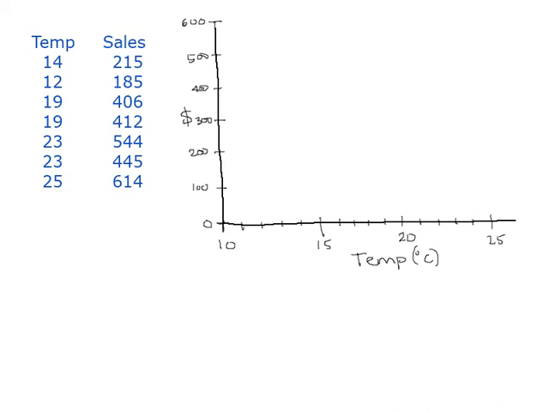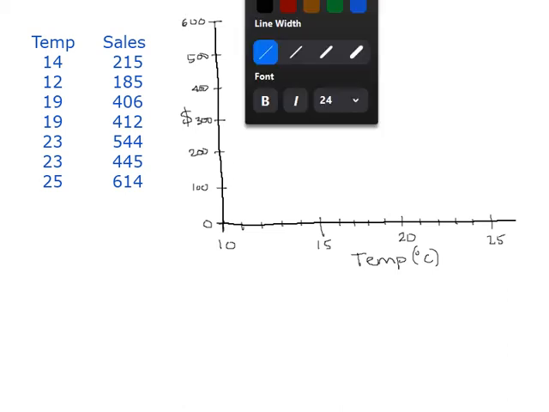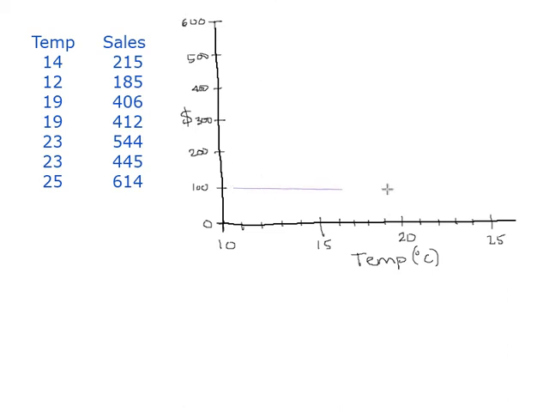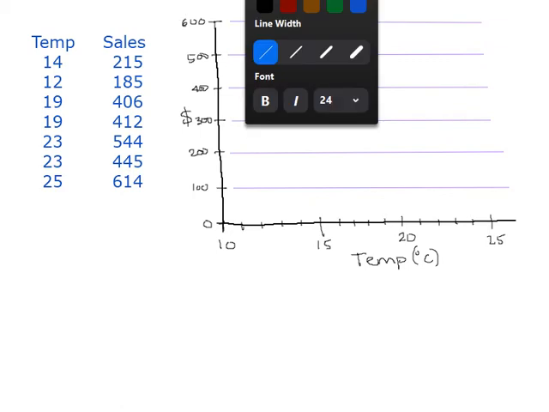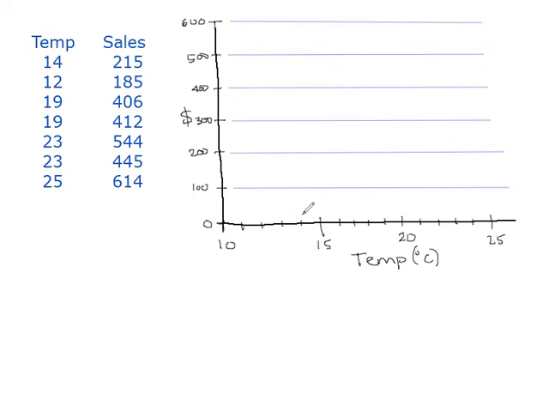Okay, and now we plot our points. On a 14-degree day, they sold 215. I'm going to put some guidelines in here, or else this is going to get a little difficult. There's 100, 200, 300, 400, 500. Okay, that'll help. So 14 degrees, we were at 215.